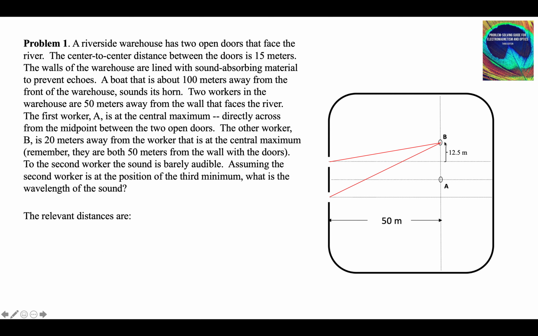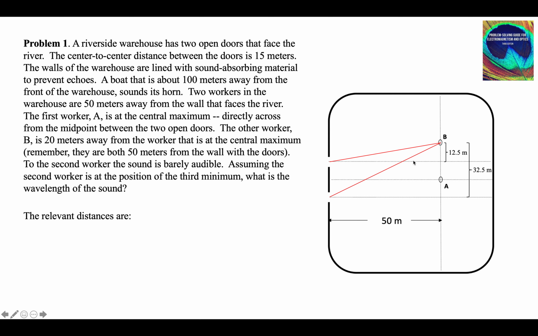The vertical distance here is 12.5 meters. The doors are 15 meters apart. He's at the central max. The doors are 15 meters apart, so that's 7.5. And A and B are 20 meters apart, so that's 12.5. So we have 12.5 and 50.